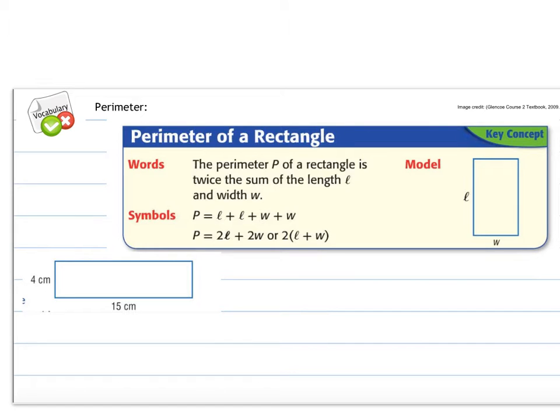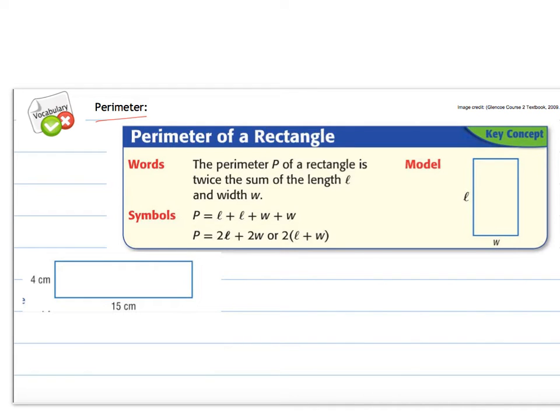So perimeter, a vocab word for perimeter. You'll realize that that's the distance around a figure. So it is not the space that it takes up, but it's going to be the distance along the outside of a shape. So you can fill that vocab in.